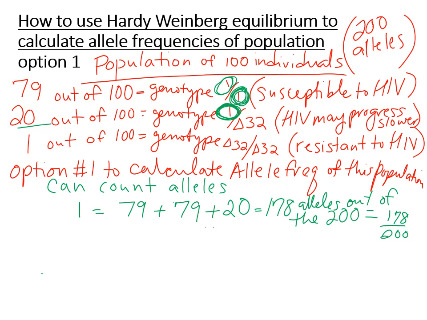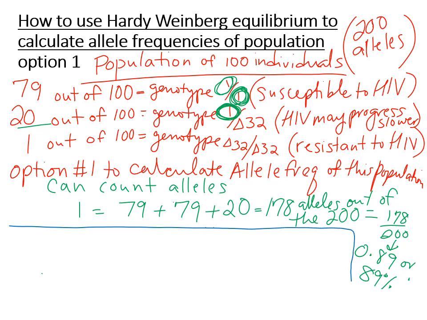So that would give you 0.89 or 89% of this population is the number 1 allele. The second allele that we have is delta 32. Where do you see delta 32? That first spot is 20 individuals, so there's 20 delta 32 alleles there. Where's the next spot that you see delta 32?